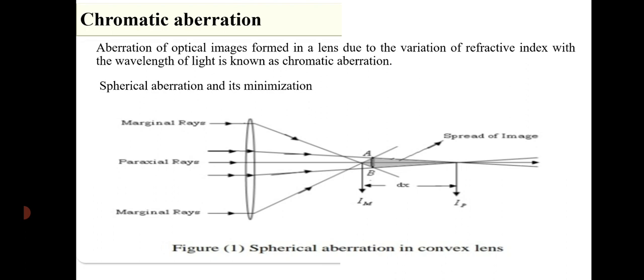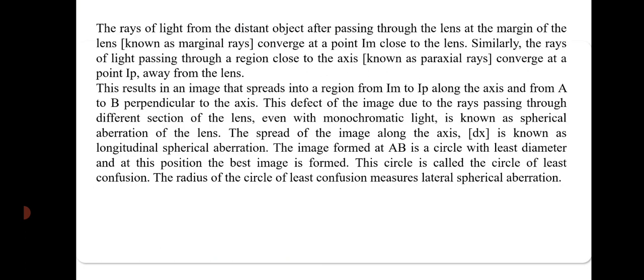Here in the figure, AB, IM to IP along the axis and from A to B perpendicular to the axis. This defect of the image due to the rays passing through the different sections of the lens even with the monochromatic light is known as the spherical aberration of the lens. The spread of the image along the axis, dx, is known as the longitudinal spherical aberration.